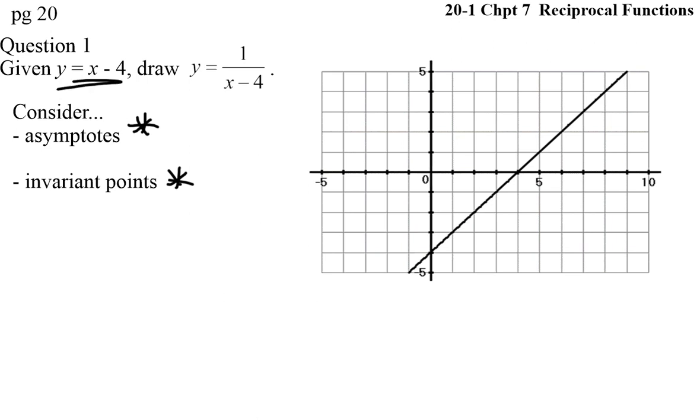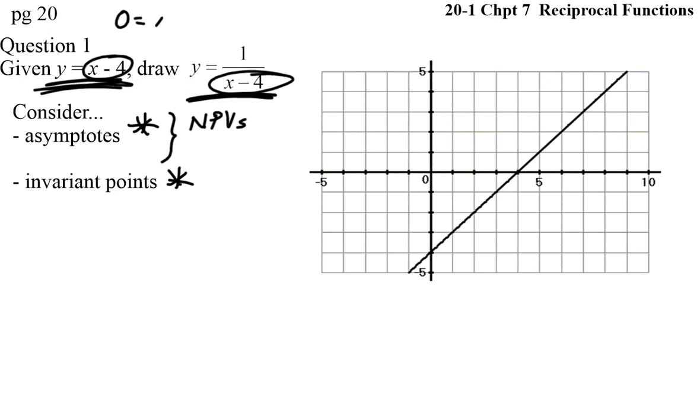So this question says we have the graph y equals x minus 4. We want the reciprocal, which is 1 over x minus 4. Well, where do asymptotes occur? They occur at the non-permissible values, but the NPV for x minus 4 is also our x-intercept. X-intercept occurs where y equals 0.